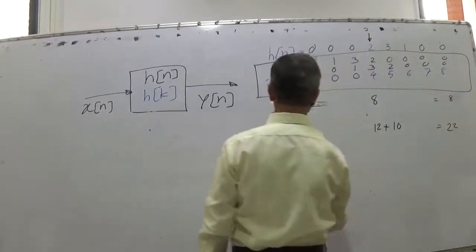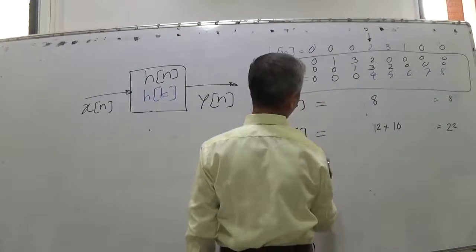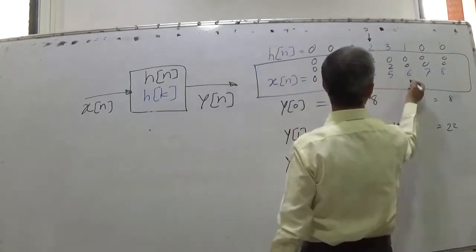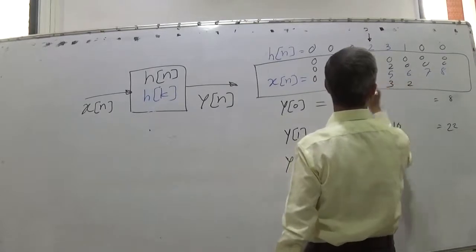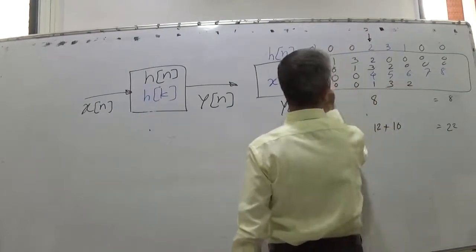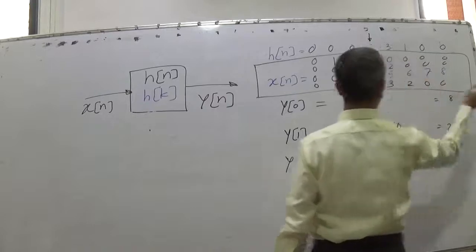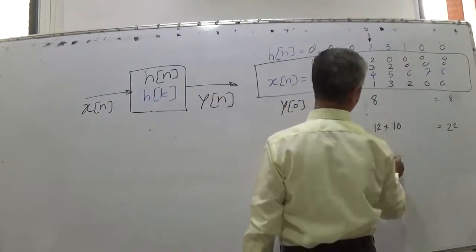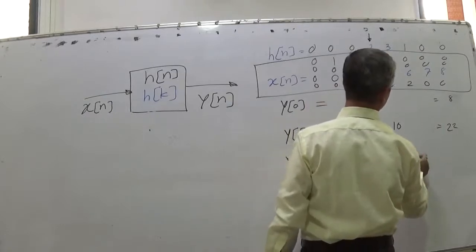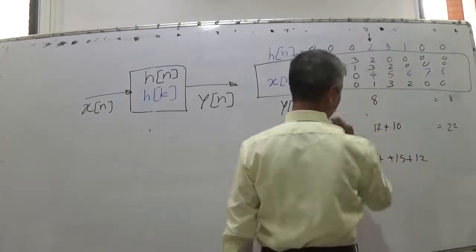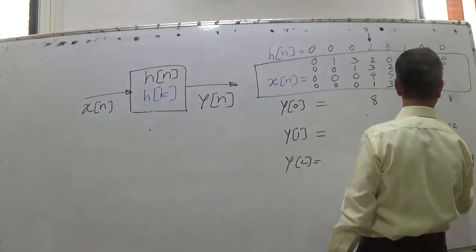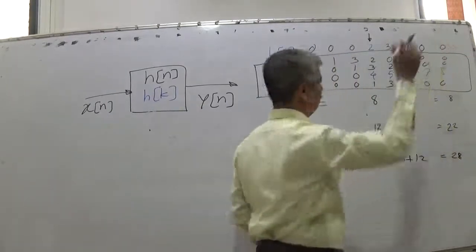Then to compute y2, what do we do? We shift it once more. So when you shift it once more, it becomes 2 3 1 0 0 0. In that case, this is 4 plus 15 plus 12, that is equal to 28. So like that you can go on.